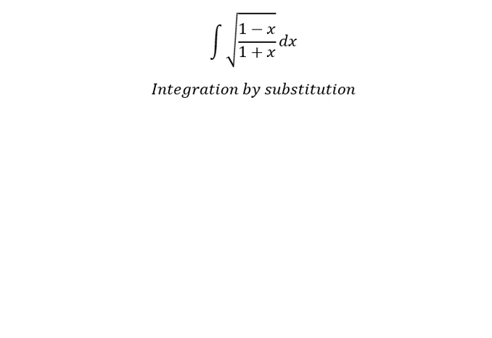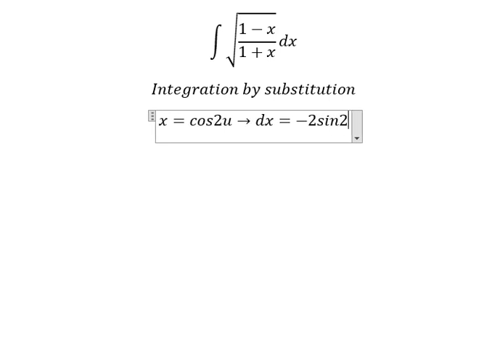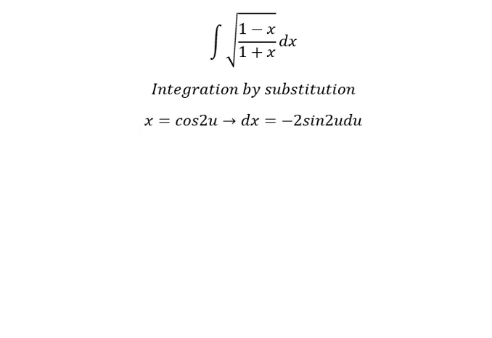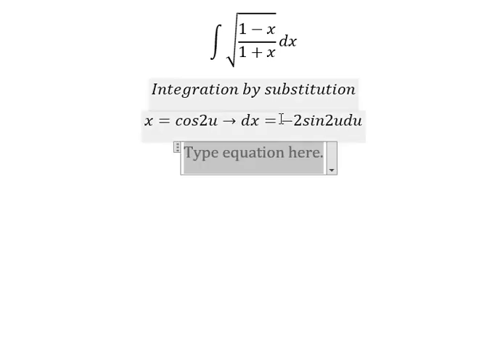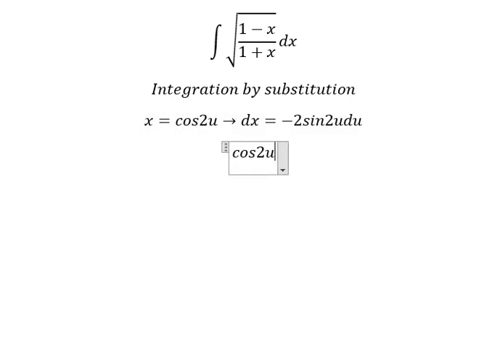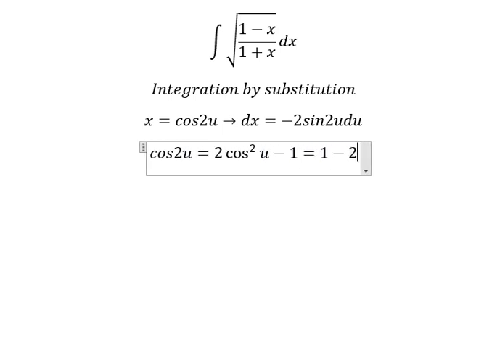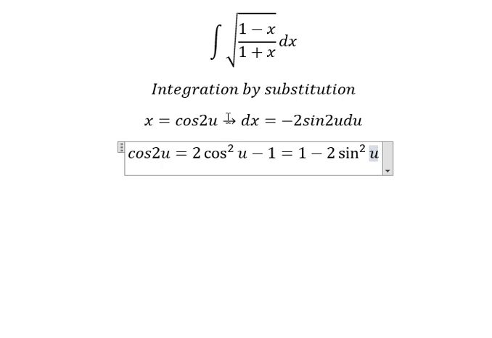So I will put s equal to cosine 2u. Later, we need to first take the derivative of both sides, and we have negative 2 sine 2u du. Why do I need to choose cosine 2u? Because cosine 2u is 2 cosine squared u minus 1, and we have 1 minus 2 sine squared u.